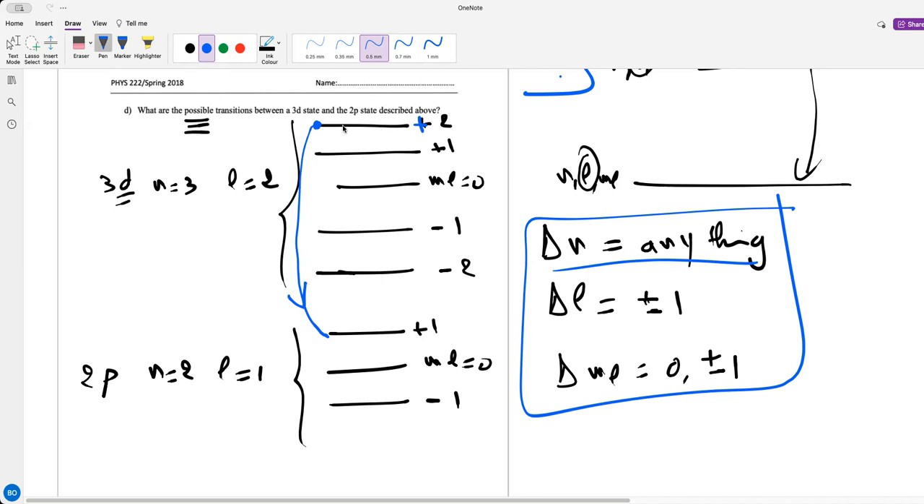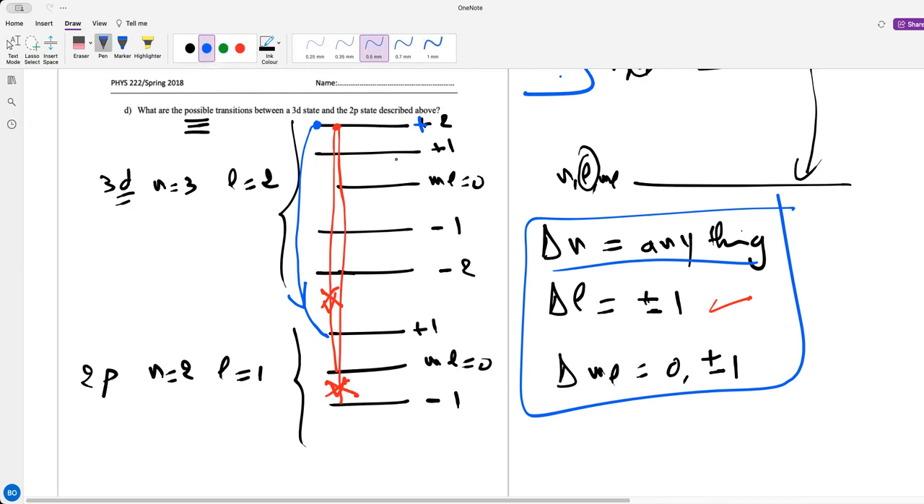This is from here. I will mark the ones that are not allowed in red. So the one from here to here is not allowed because 2 minus 0 is 2. This violates this. The same thing here. From 2 to minus 1, it's 2 minus minus 1. This is 3. So this one is not allowed.